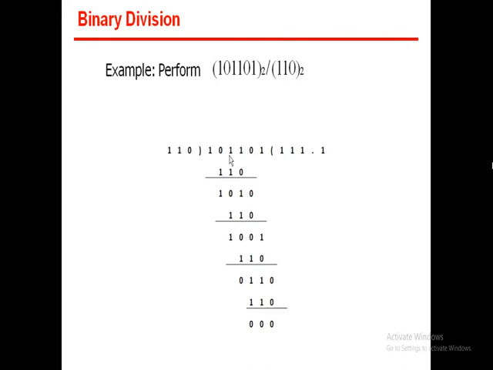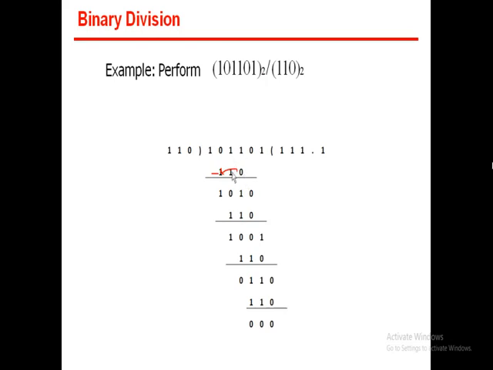So we take the first 4 positions, 1011. So 1011 is divisible by 110. So it's 1 time. So 1 time 110. So 1011 minus 110. What will that be? 1 minus 0, 1. 1 minus 1, 0. 0 minus 1, 1 cannot be subtracted from 0.